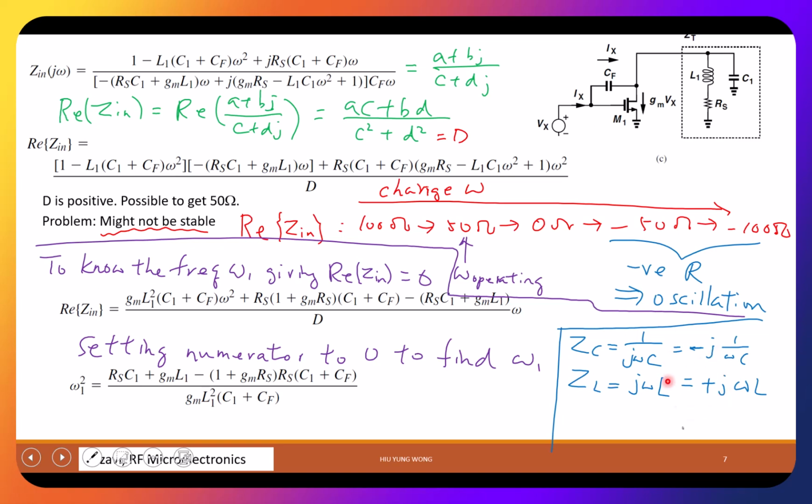Even if you have the imaginary part with negative resistance, you still oscillate. It's not because I cancel this one that it oscillates. You will still oscillate as long as you have negative real part. That's why we don't discuss this part. This part has nothing to do with what we're discussing.